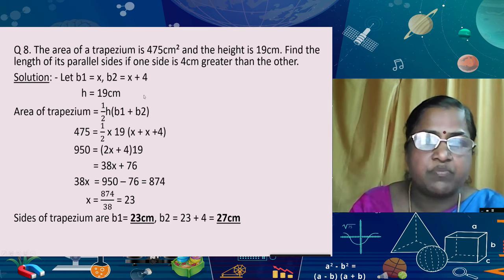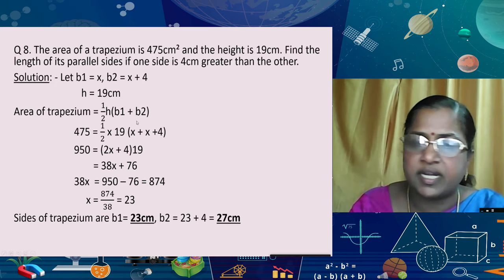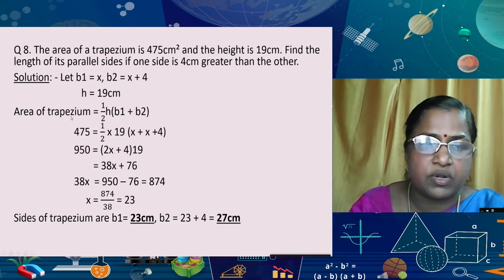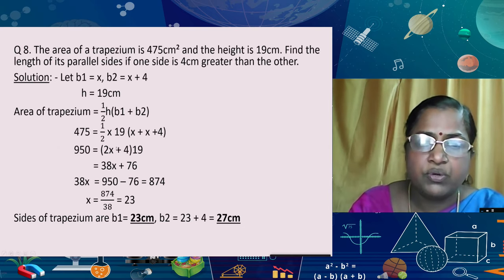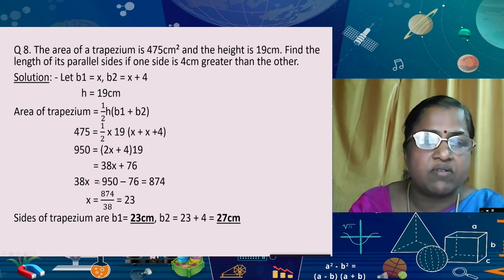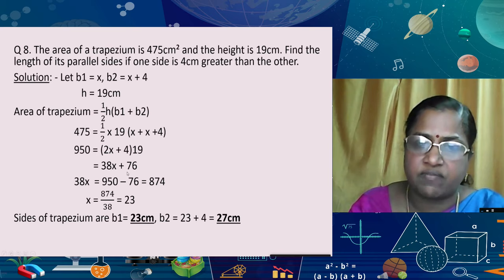We have taken b1 and b2 as x and x plus 4. While we are adding, we get 2x plus 4. We can multiply 475 by 2 and get the answer as 950 equal to (2x + 4) into 19. So it is 2x into 19 is 38x plus 4 into 19 is 76. So we can have 38x is equal to 950 minus 76.